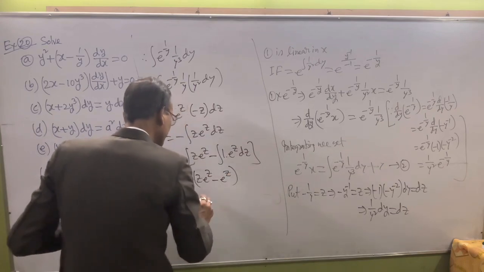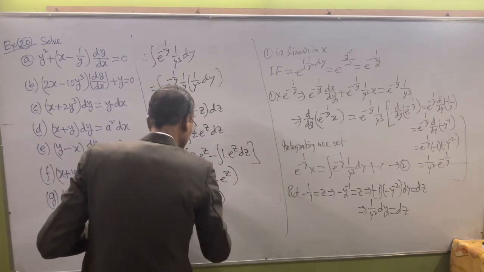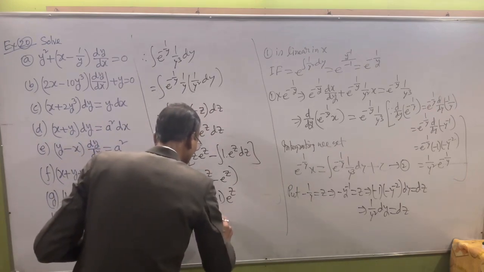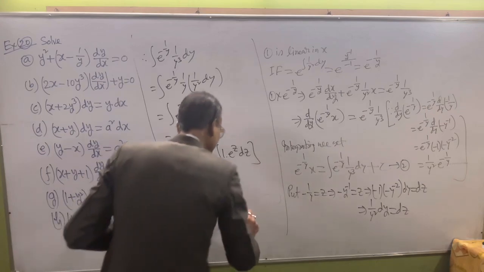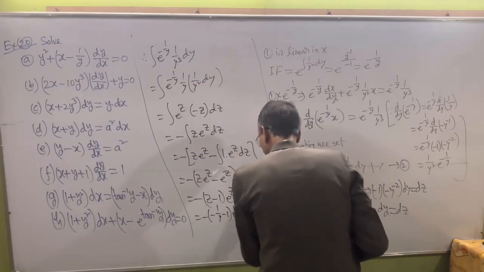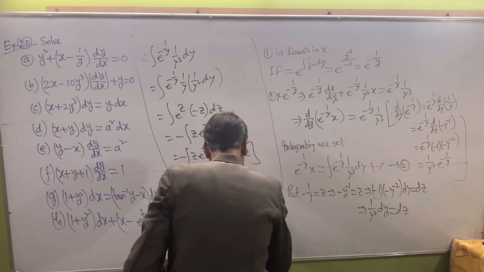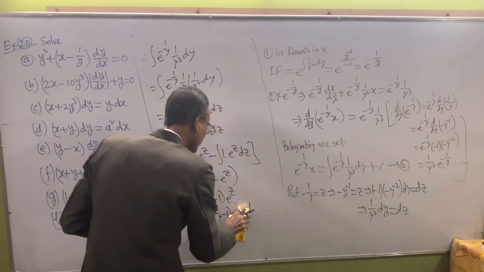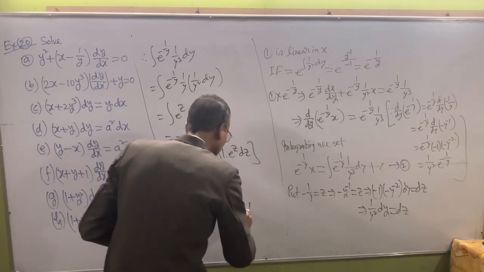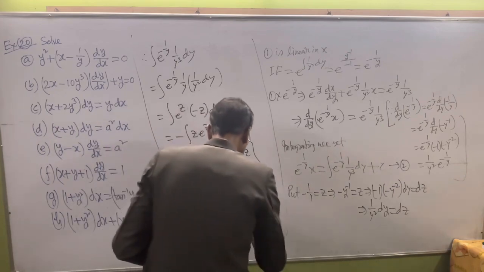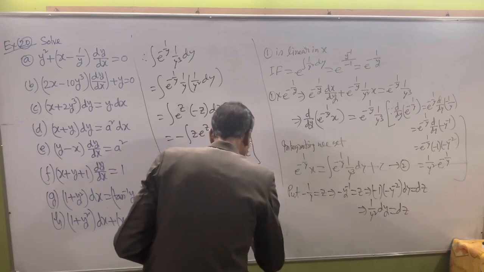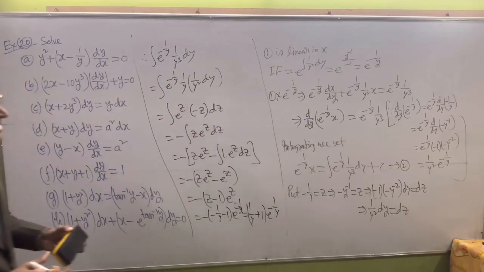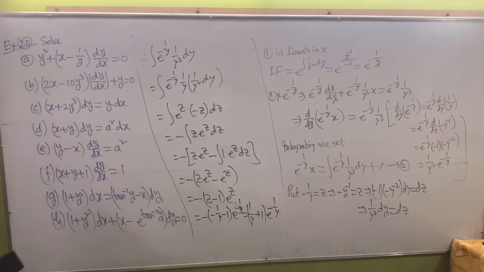This is equal to minus z minus 1 e to the power z. This is equal to minus 1 by y minus 1 e to the power z. For z you may write minus 1 by y. So this is 1 by y plus 1 e to the power minus 1 by y. You may write like this.